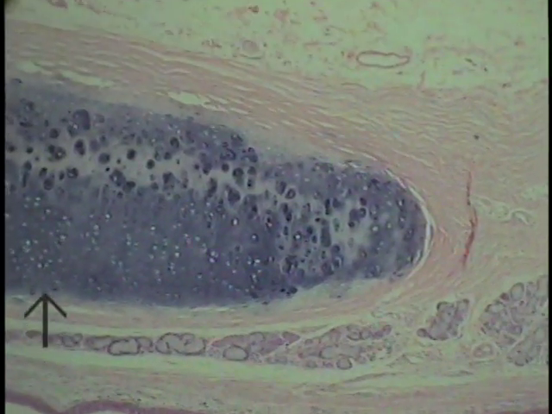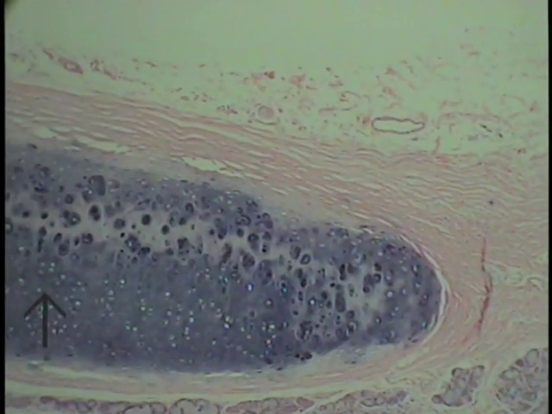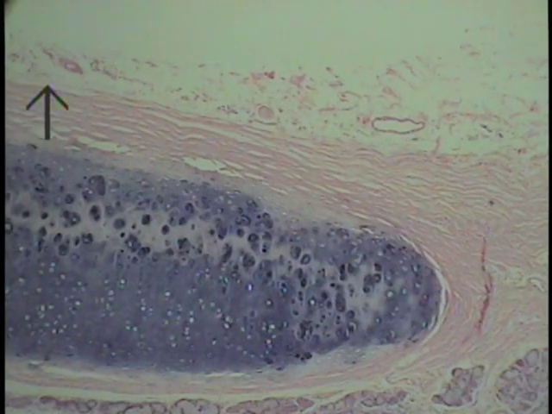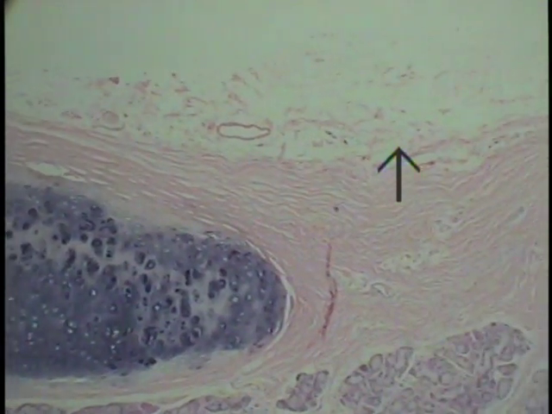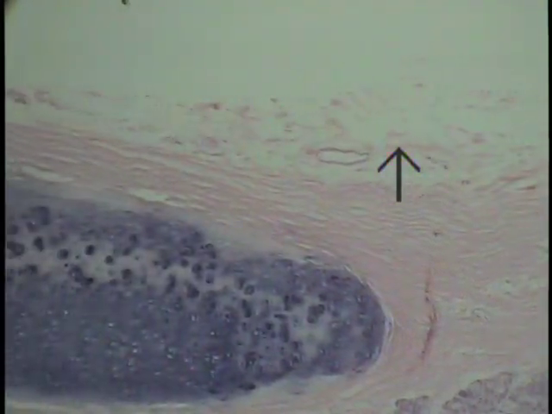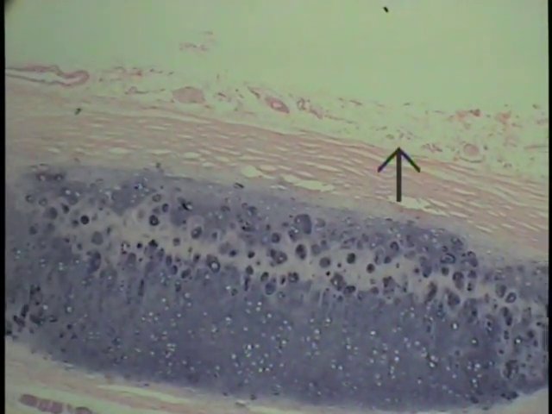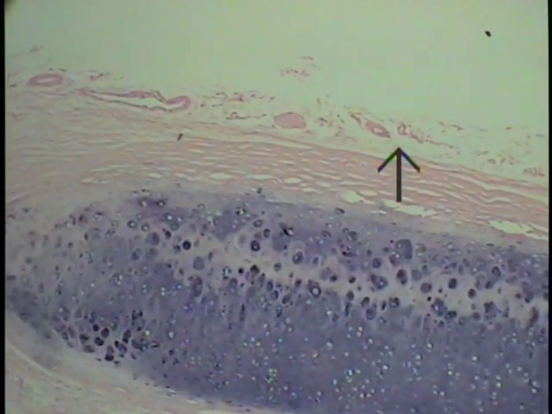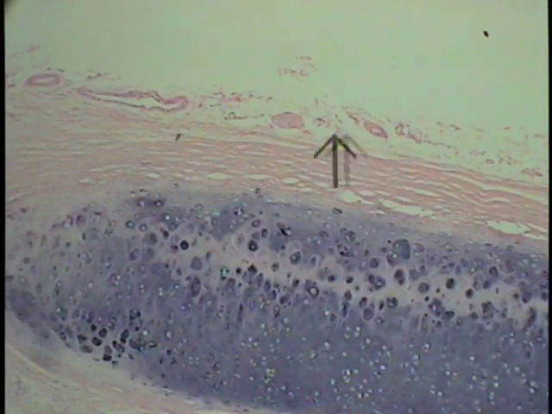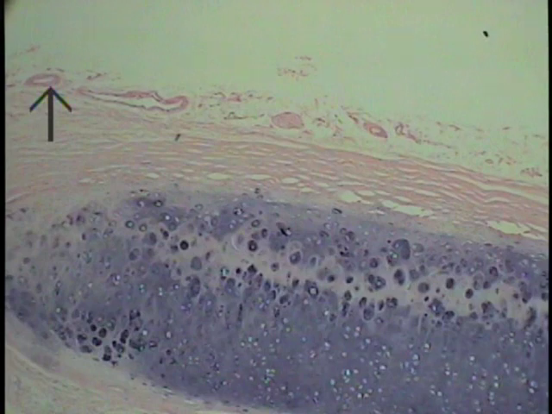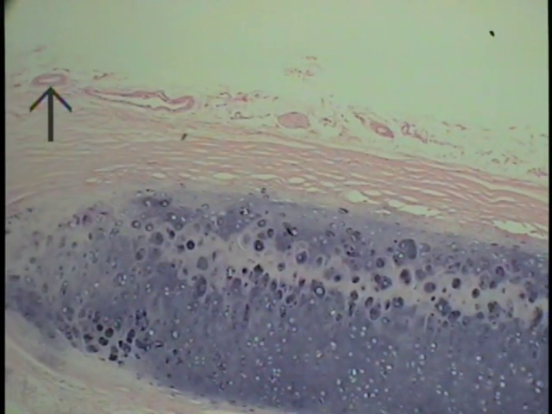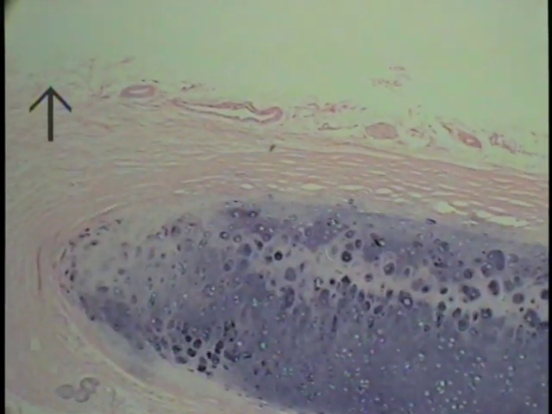Now, the other feature that can be witnessed is if one looks at the exterior surface of the trachea, one finds a loose, scattered connective tissue. It's relatively torn in this particular section, but this is the adventitia. The adventitia contains blood vessels, nerves, as can be seen here. Here's a small nerve, probably an artery, small vein, another artery located there. Small vessels that run along the exterior of the trachea.